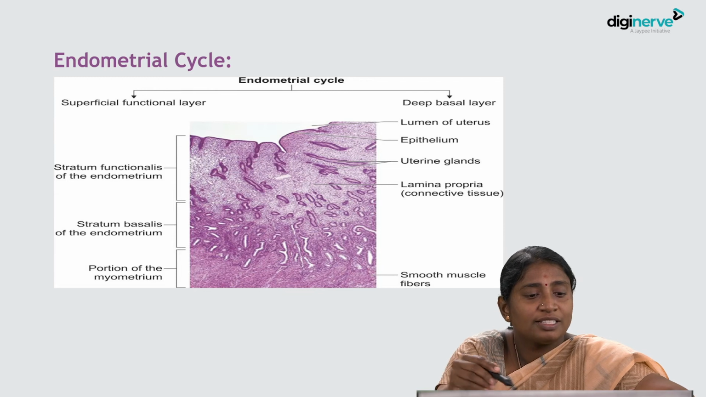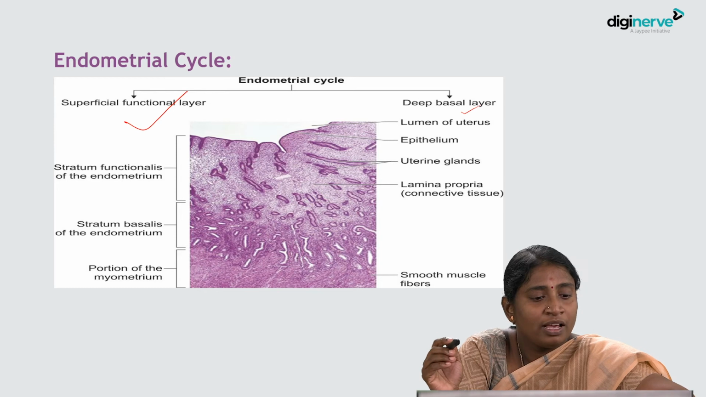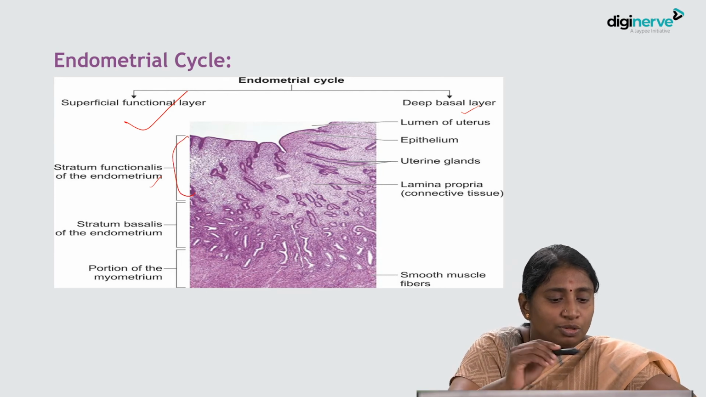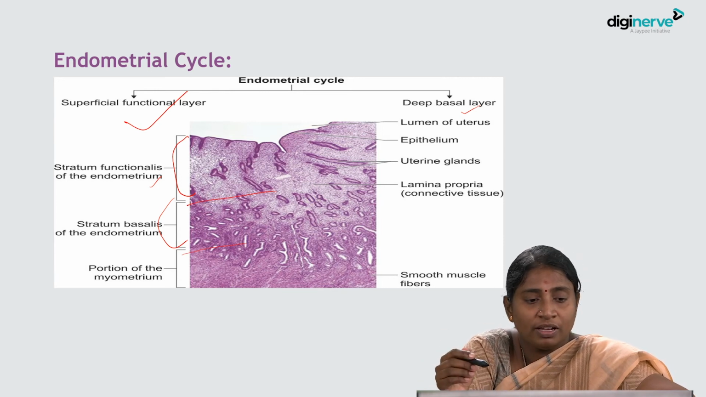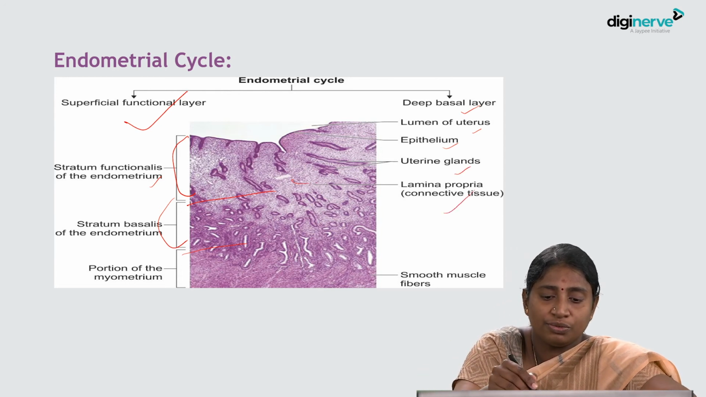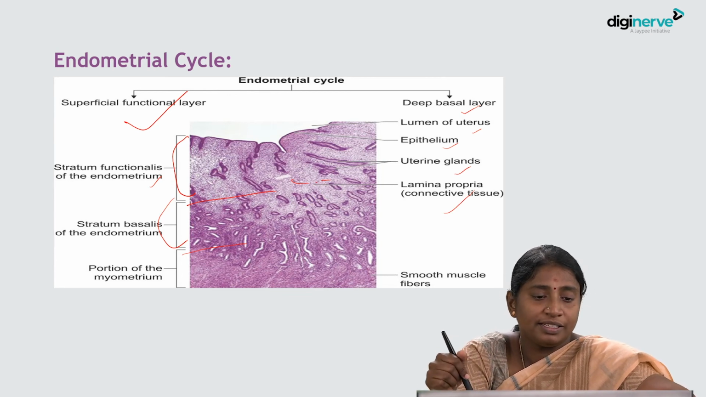The endometrium again has a superficial functional layer, as you see here, and a deep basal layer. The superficial functional layer is the stratum functionalis of the endometrium. As you see in this diagram, the second layer is the stratum basalis of the endometrium, and a portion of the myometrium. So, a deep basal layer, the lumen of the uterus, epithelium, uterine glands, lamina propria, which is a connective tissue inside, and the smooth muscle fibers. These are the deep basal layers.